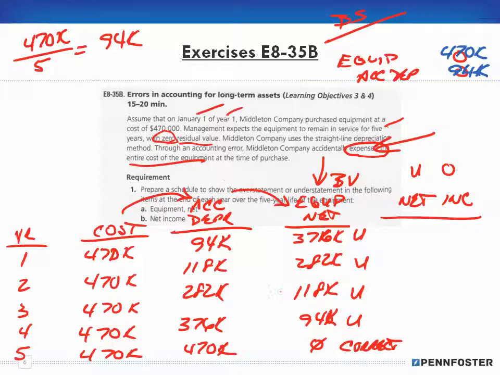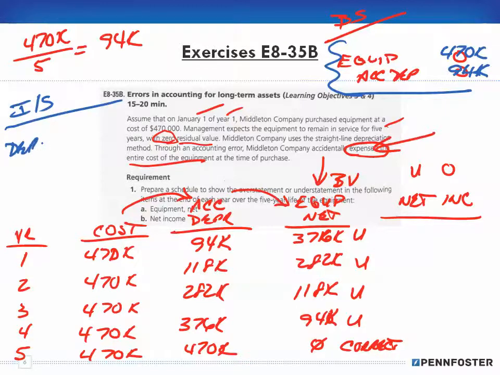Okay, so with that said, now what about our net income? In the first year, and I'm going to use blue here, since this is what our balance sheet looked like, our income statement would have had depreciation expense. And if we put the entire 470,000 to depreciation expense, which was wrong, then that means that it is, let's see here.